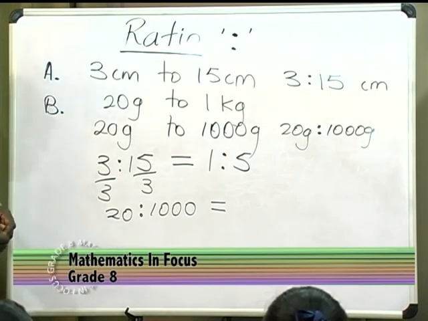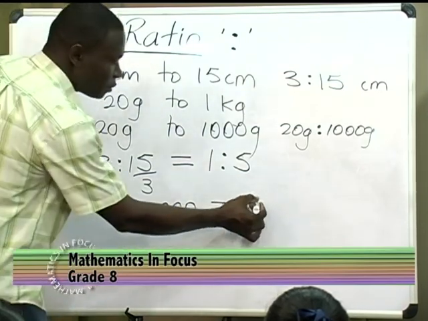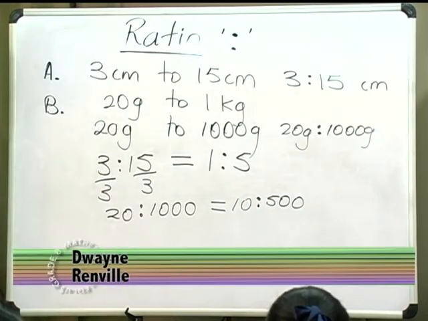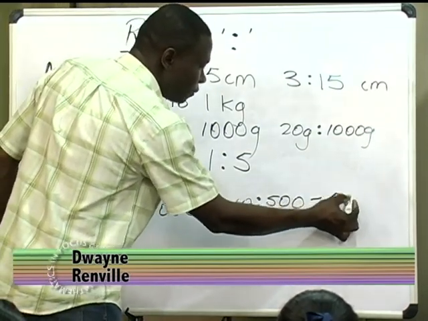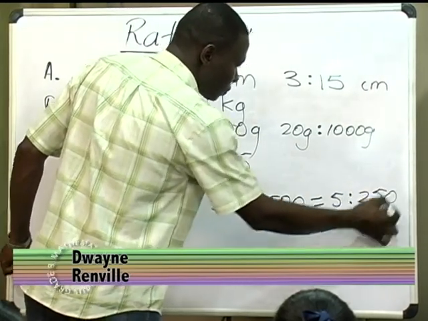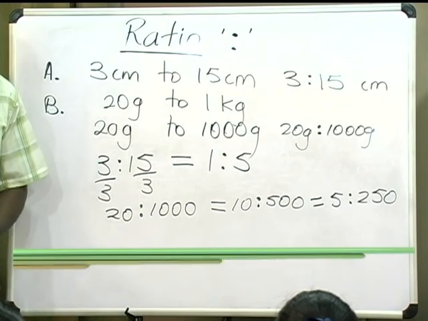And you might say 2 into 20 will give me 10. And 2 into 1,000 will give me 500. But then you realize 2 could divide them again. So you say 2 into 10 is 5, and 2 into 500 is 250. And then we say 5 and 250, 5 can divide both of them. So then 5 into 5 is 1, and 5 into 250 is 50.